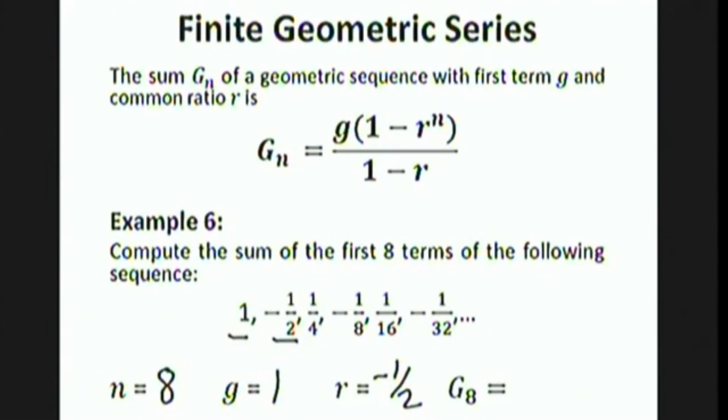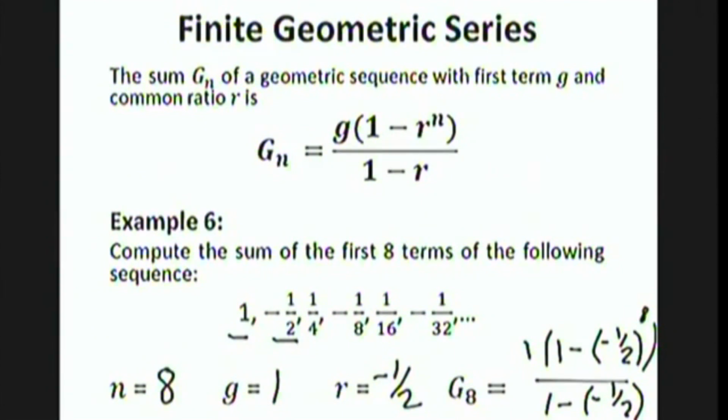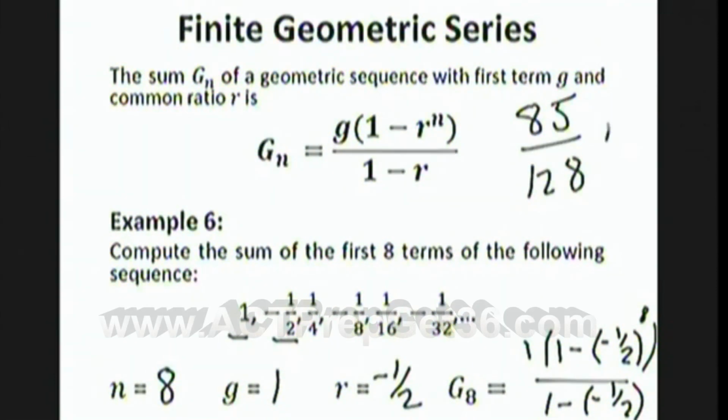And finally, we get capital G sub 8 just by plugging these numbers into the formula. Little g is 1, 1 minus negative 1/2 to the n, which is 8, over 1 minus negative 1/2. Once again, we can plug this right into our calculator. If you're using a TI-84, you could then press Math, Enter, Enter to change it back into a fraction, and you will get 85 over 128.